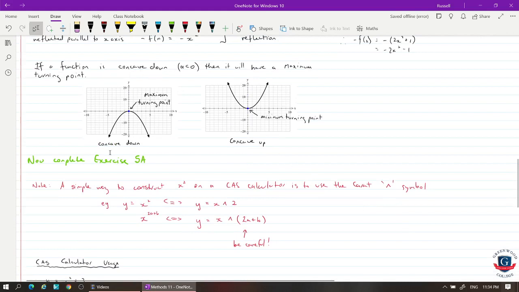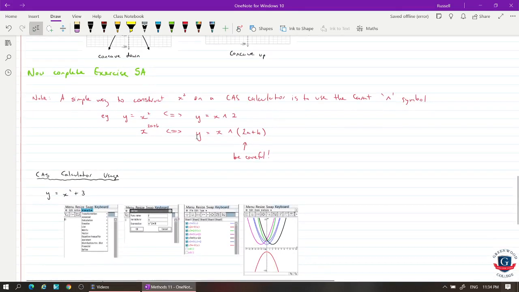If a function is concave down in this direction, it will have a maximum turning point. And if it is concave up, like a bowl, it will have a minimum turning point. Turning points, other than in turning point form, can be a little bit difficult to find, and there are some tricks to finding them. When we do some calculus, we'll have some ways of doing it a little bit easier.